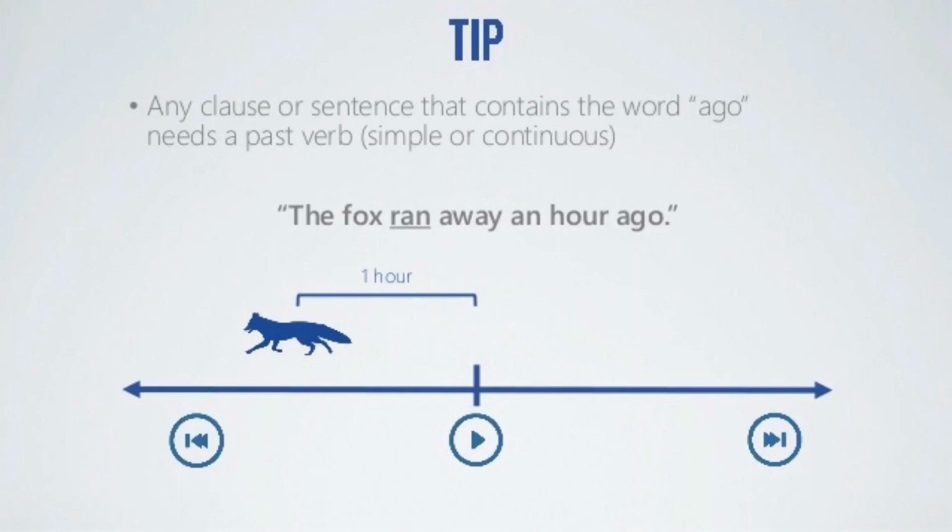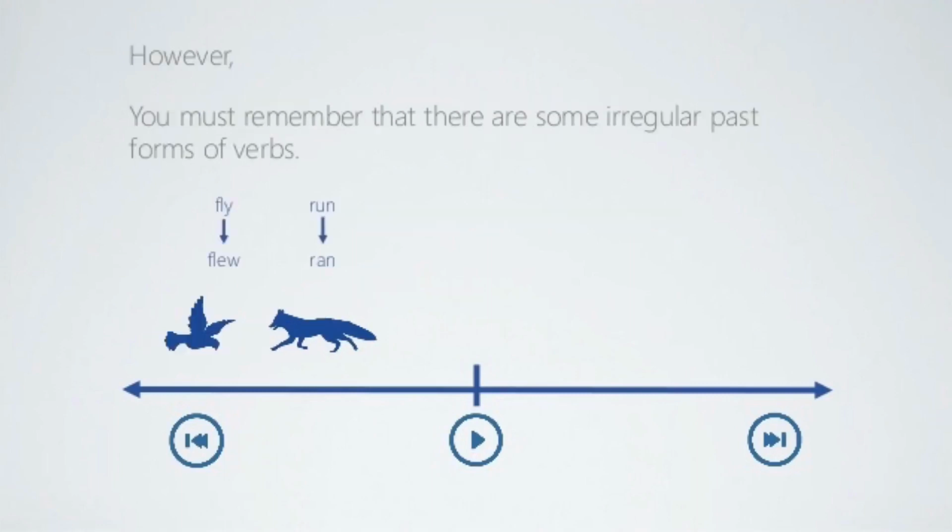Did you notice that we make past tense by adding the second form of verb? Here you can see on the screen that we use the second forms flew and ran in this sentence, representing that there are some irregular past forms of verbs.